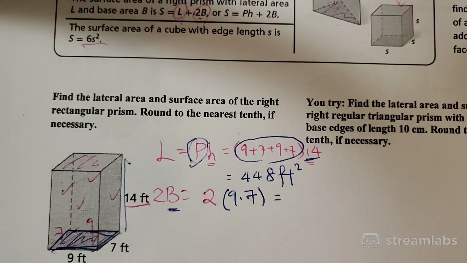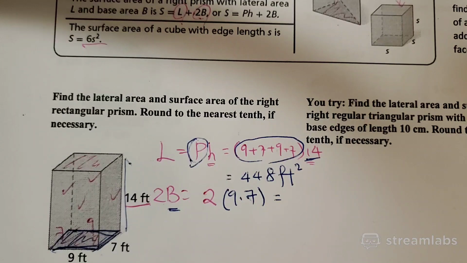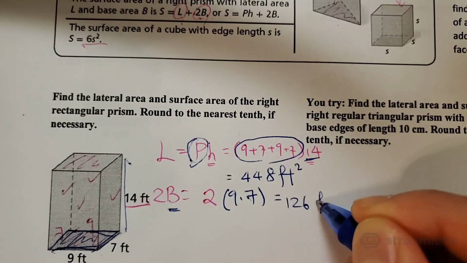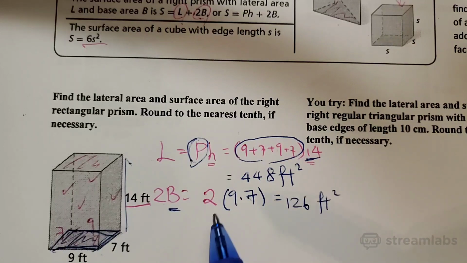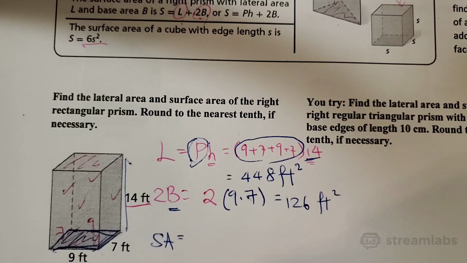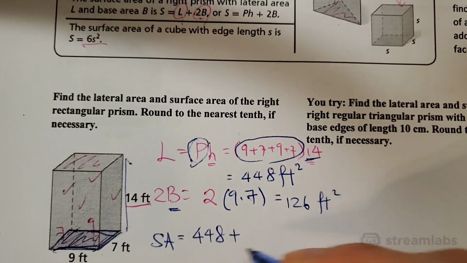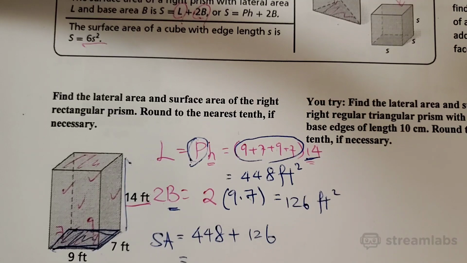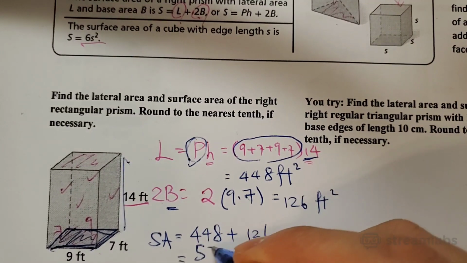All right, so together this is 126. Right. So then you add them up. So the surface area total is going to be 448 plus 126, which ends up being 574.